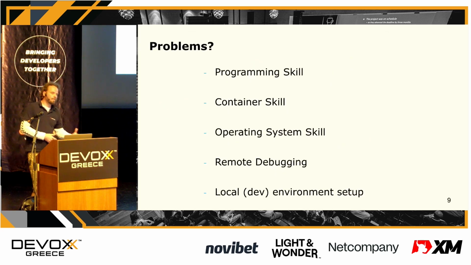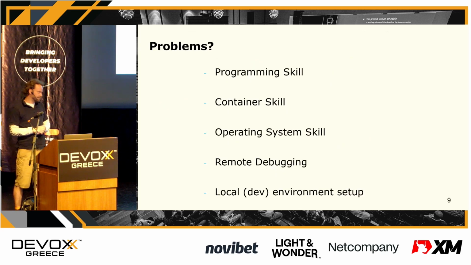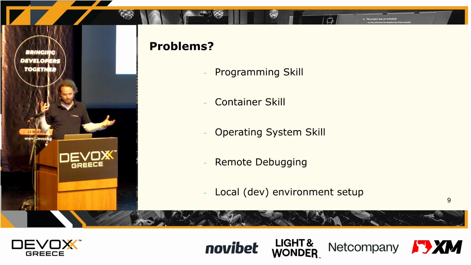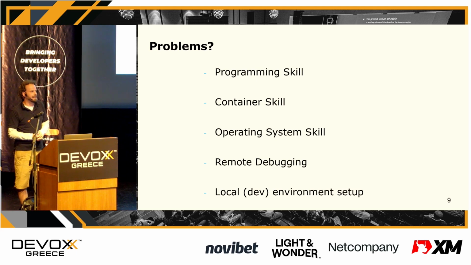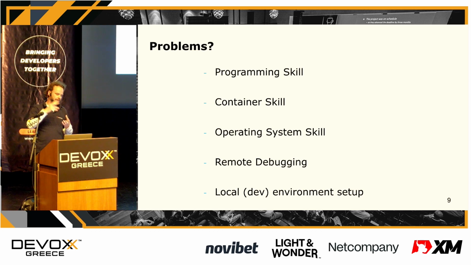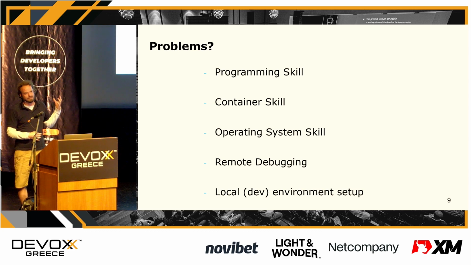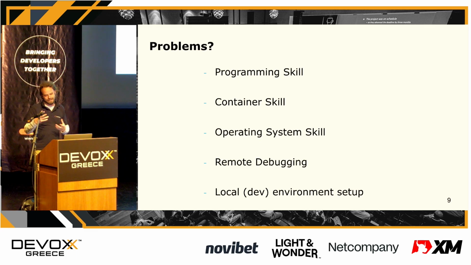All right, so of course, with all that, we have distributed things, so we have distributed problems. It can be that there's a lack of programming skill or technology skill, for example with containers or Kubernetes. Sometimes things go wrong on the operating system level. Remote debugging, as I said, can be an issue. And then the local development setup. So which one do you think takes the most of the time?